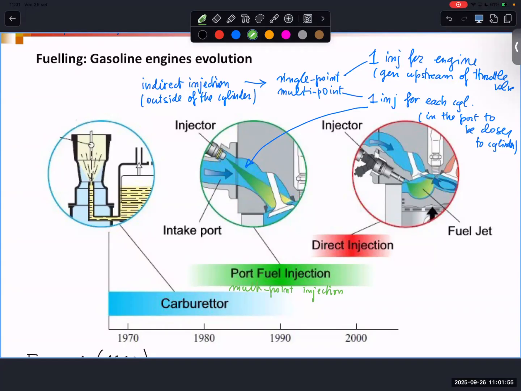Another possibility is to inject the fuel directly inside the cylinder. Of course, here you have one injector per cylinder, because it is direct. You can have some advantages, with higher cost, and you have to pay more attention to the design of the engine.